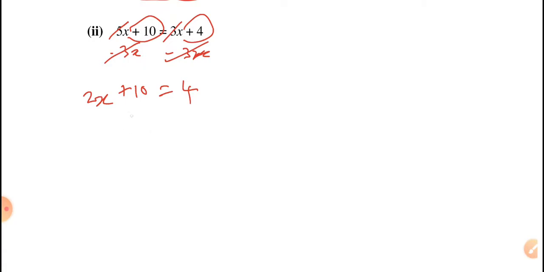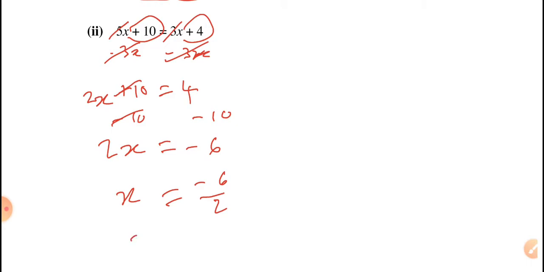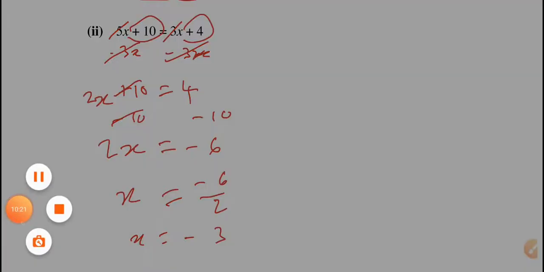Now to get the x on its own, we have to get rid of the plus 10. So we take away 10 here and we take away 10 here. So 4 take away 10 is negative 6, and the plus 10 and the minus 10 cancel out, leaving just 2x. Now to get the x on its own, we divide both sides by 2. So x is equal to minus 6 over 2. So x is equal to minus 3.